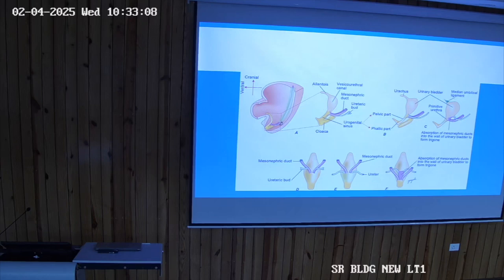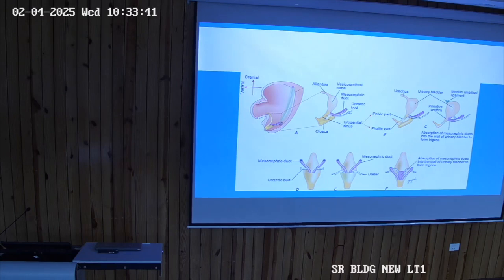Now the male urethra is going to have three parts: the prostatic urethra, then the membranous urethra, and then the spongy urethra. So its development is slightly different. The female urethra develops from the lower part of the vesicourethral canal, and then we will talk about the definitive urogenital sinus, which separates from the vesicourethral canal.